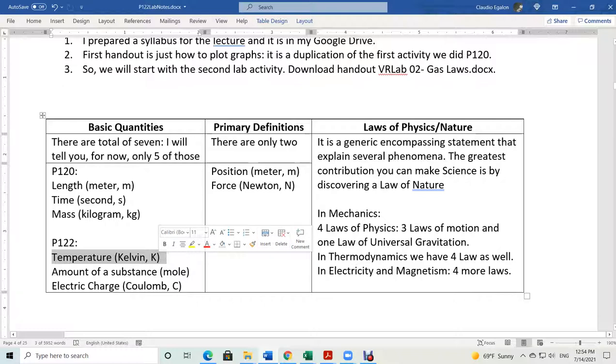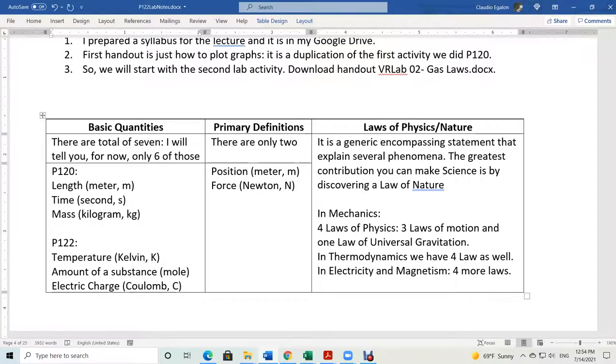So keep that in mind, okay? So now we have 1, 2, 3, 4 important basic quantities that have been covered. And the next one that we're going to cover is amount of substance, that you saw in chemistry. Later on, you're going to look into electric charge. So there are a total of 6. There you go. I'll tell you for now, only 6 of them.